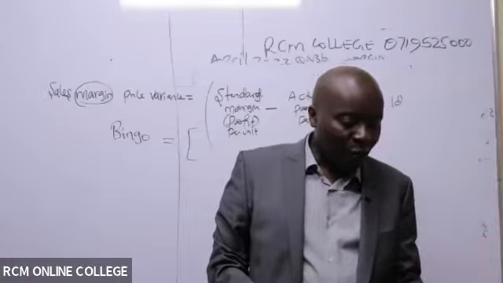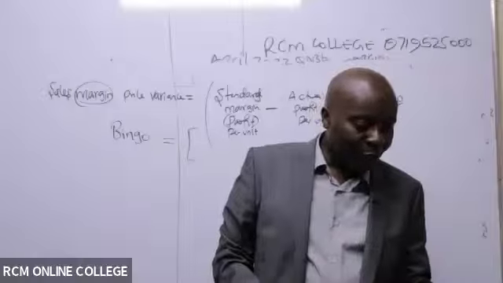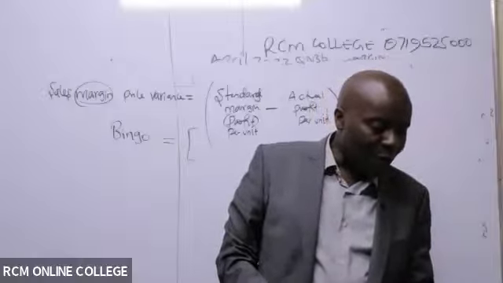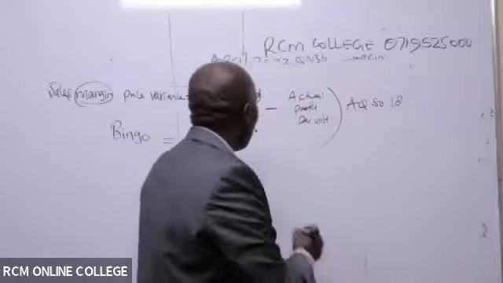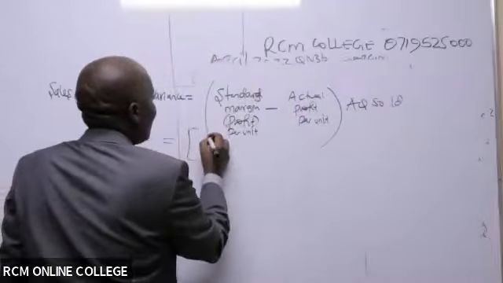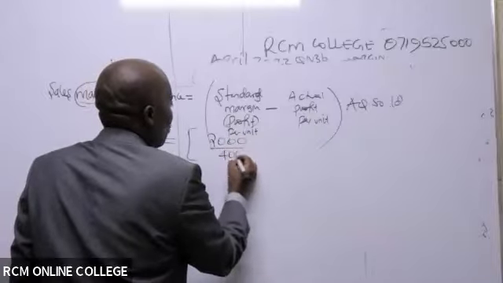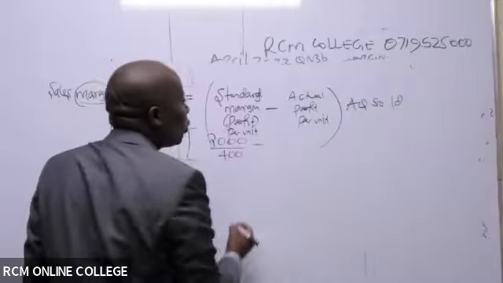So it will be 2,000 divided by 400 units. To get profit per unit here, you will take 2,000, which is the total profit, divided by the number of units, which are 400, minus the actual profit per unit.